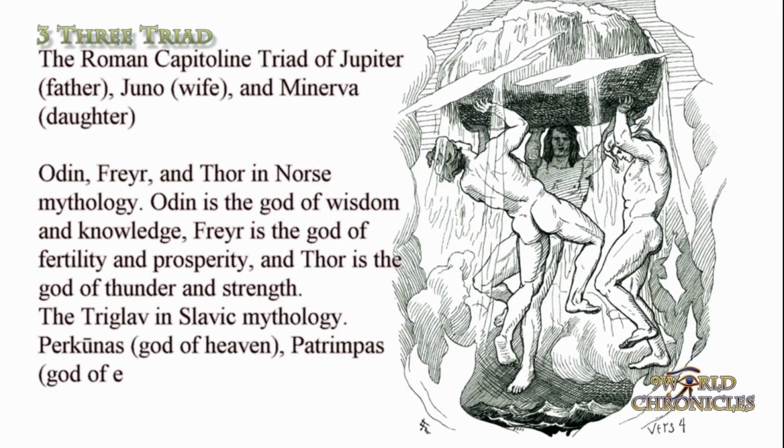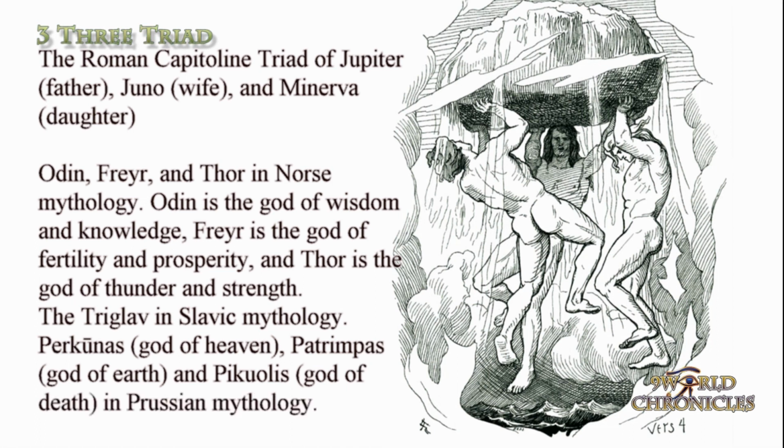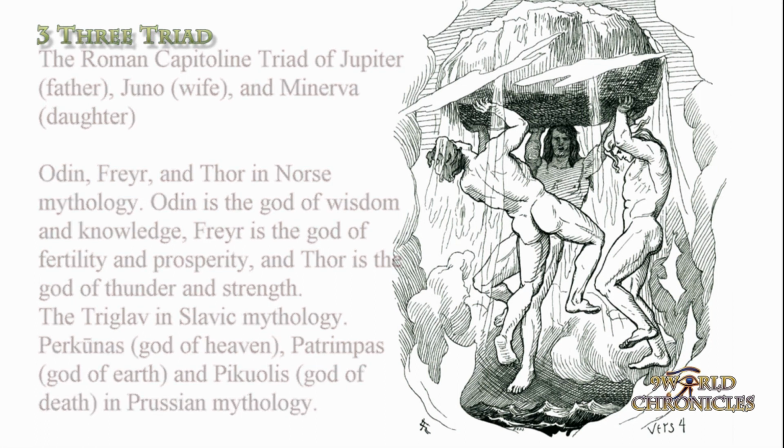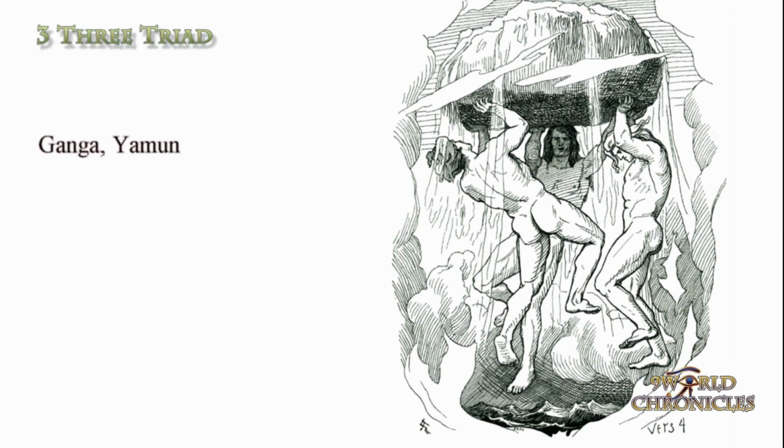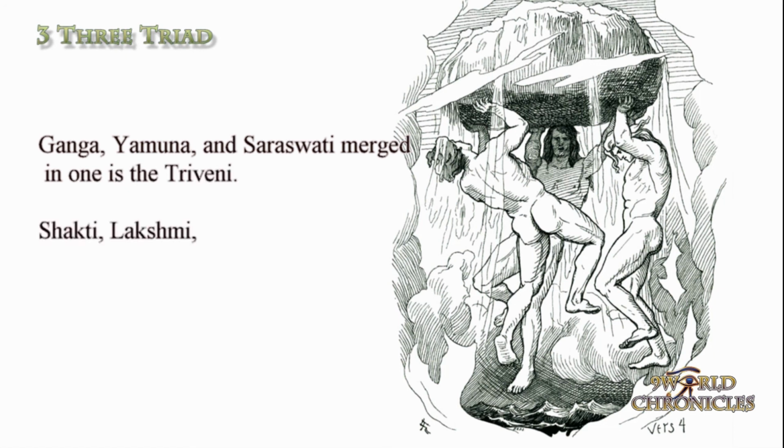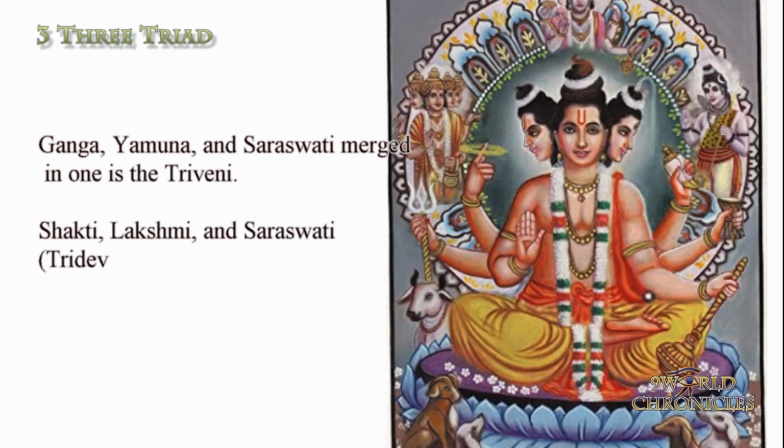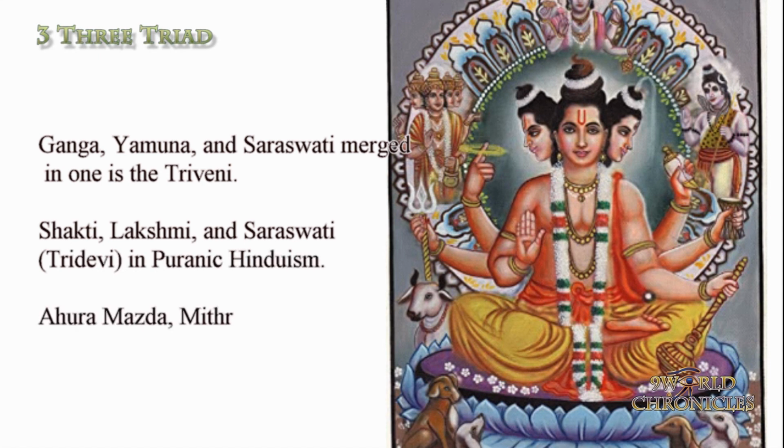In Slavic mythology, there was a triad consisting of the god of heaven, the god of earth, and the god of death in Persian myth. Ganga, Yamuna, and Saraswati merged as one in the Triveni, and Shakti, Lakshmi, and Saraswati formed a triad in Puranic Hinduism, as did Ahura Mazda, Mithra, and Apam Napat in Zoroastrianism.